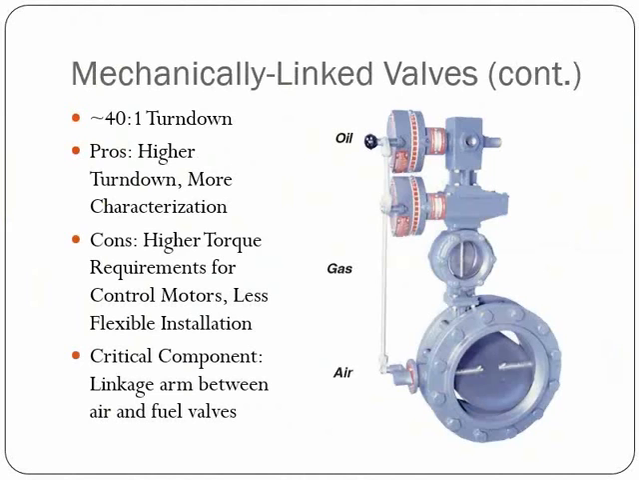Mechanically linked valves will offer you a little bit more turn down. You can see up to 40 to 1 with this design. Again, that's under optimal conditions with properly sized components, gas regulators on your fuel train, oil regulators, as well as what the burner can handle. So a good pro here is the high turn down. This will give you good flexibility for your process. It gives you more characterization.